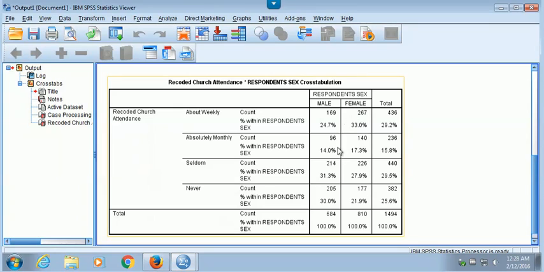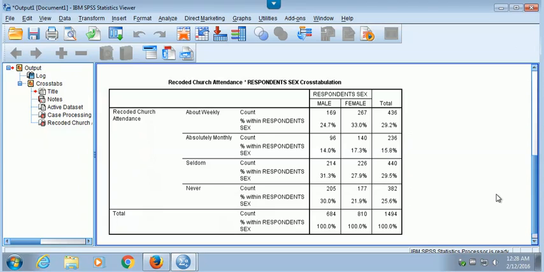Sometimes if you collapse categories even further than what you did in the recode, it becomes even clearer. So if you look at About Monthly, if you add this 33 and the 17, you'll see about 50% of women go to church monthly or weekly. And if you combine the seldom and never, you can see over 60% of men very seldom or never go to church.